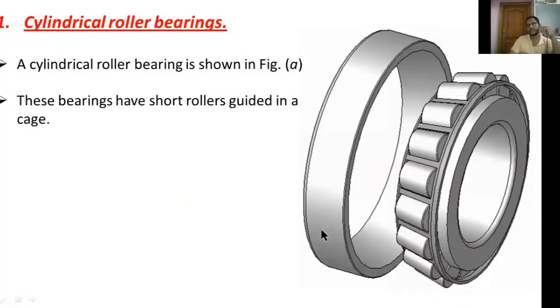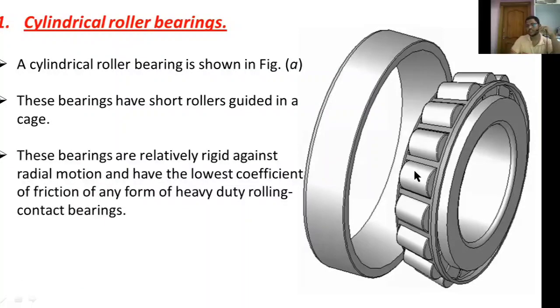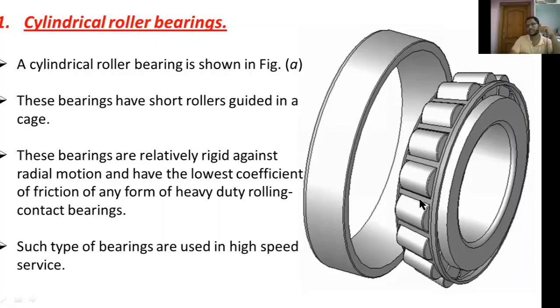These bearings have short rollers guided in a case. This one is a case or retainer. To hold these rollers, we are using a case. These bearings are relatively rigid against radial motion and have the lowest coefficient of friction of any form of heavy duty rolling contact bearings. So, such type of bearings are used in high speed service.